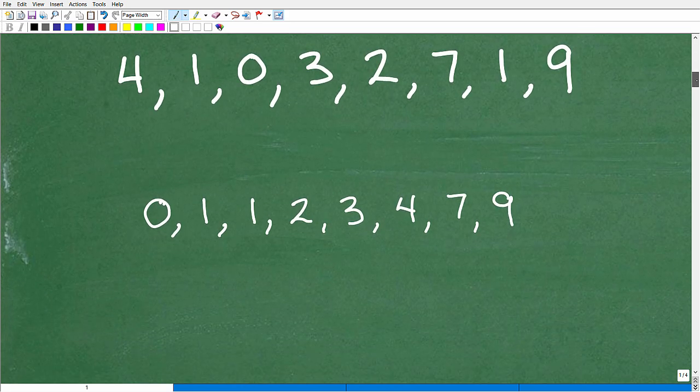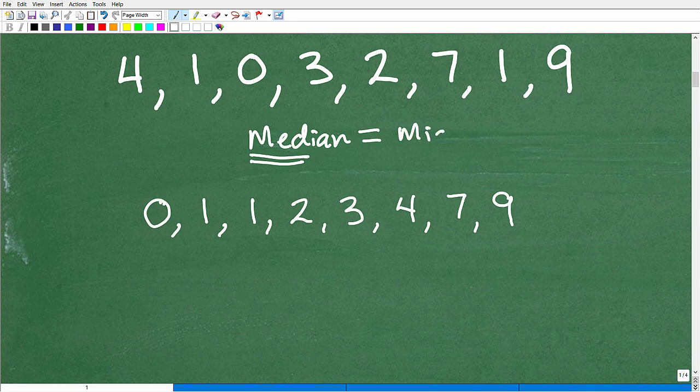Okay, so here's our data set, and that word median, not to be confused with other words, hopefully reminds you of the word middle. Middle, that's what you want to be thinking. The median, middle. That's the main concept. If you can remember the median relates to the middle, you'll be just fine.